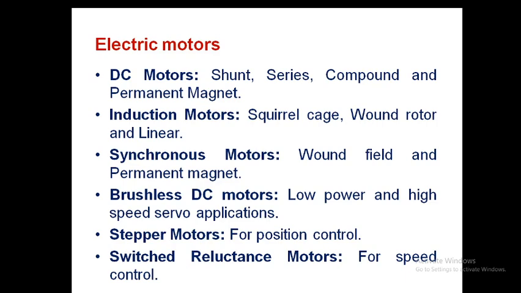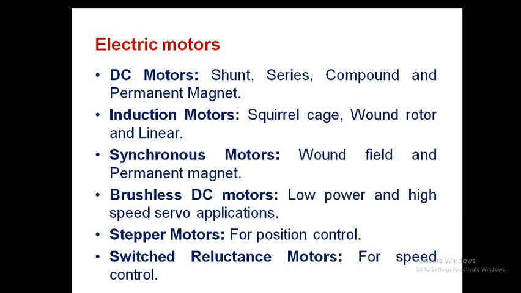Another type of AC motors is synchronous motors. One is wound field synchronous motor and permanent magnet synchronous motor. Generally these have a problem of sparking at brushes. To avoid those problems, brushless DC motors are also employed. The brushless DC motor is used in low power, high speed servo applications. This brushless DC motor does not have commutators, so there is no question of sparks.